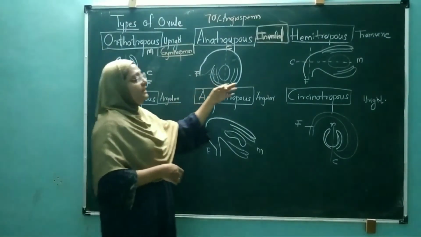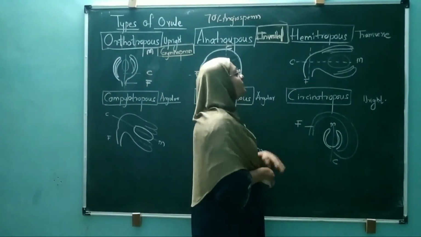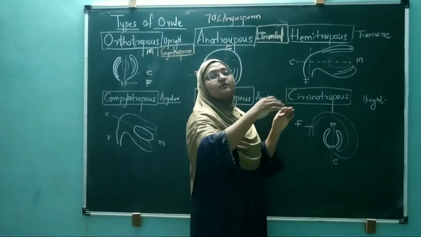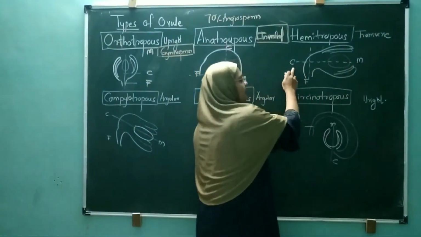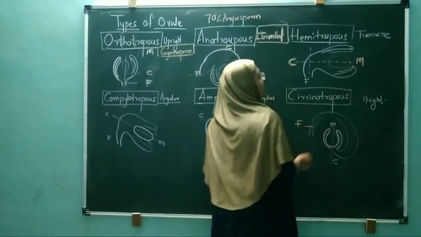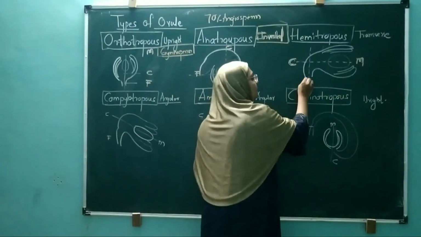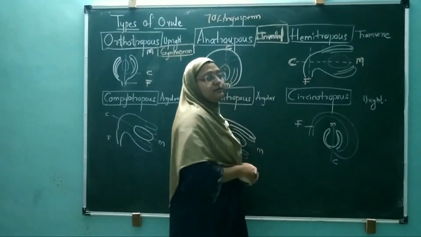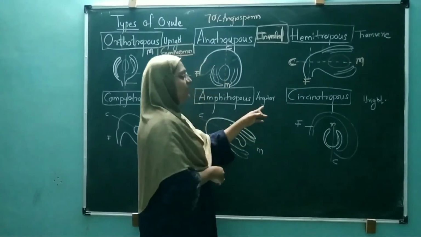And the third one is called the hemianatropous, or hemitropous ovule. This is called a transverse ovule, in which the micropyle and the chalazal end, this is the chalazal end, this is the micropylar end, are on a transverse line. They are perpendicular to the funicular line. So this is called a transverse or hemitropous kind of ovule.